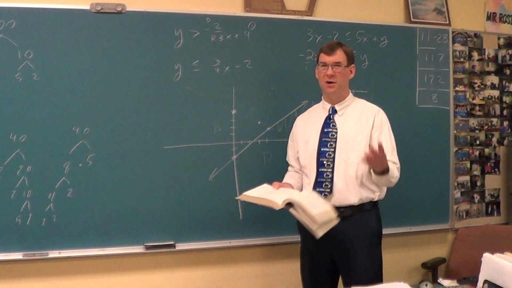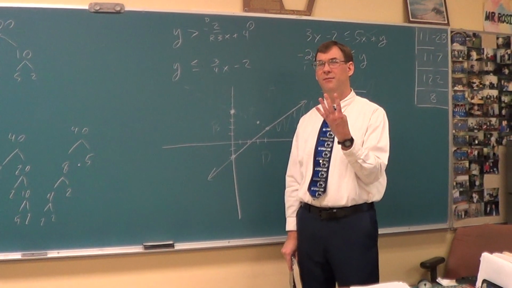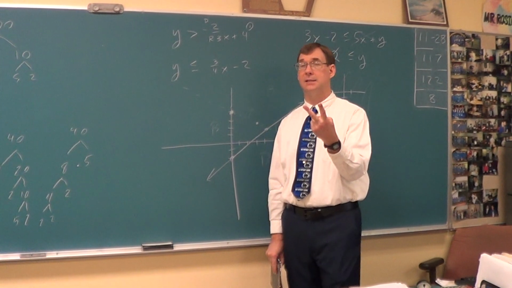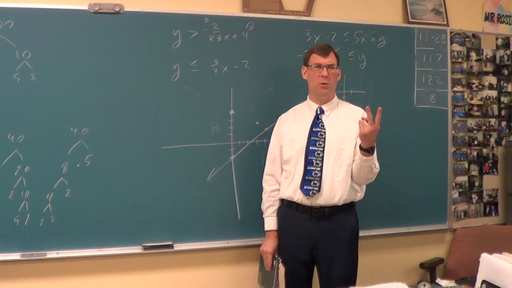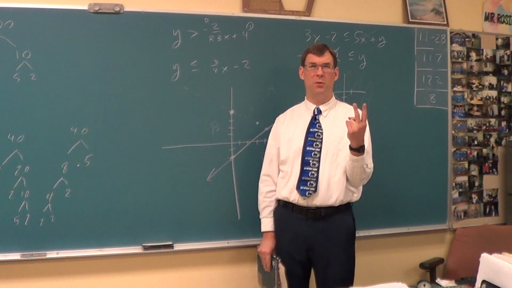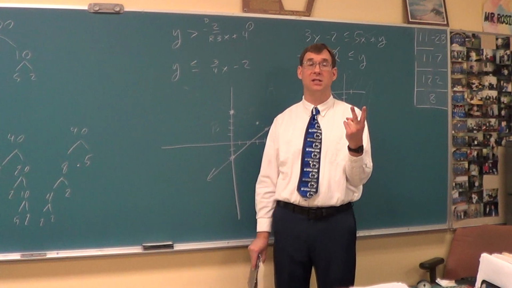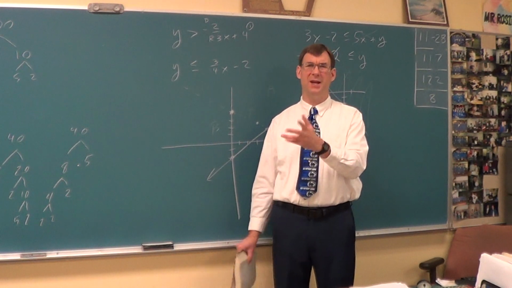182 had 4 words involved. Does anybody remember the 4 words from 182? Any of them? Consistent and inconsistent. Dependent and independent. Anybody remember what was the difference between consistent versus inconsistent? One was like nonsense or parallel. I think that was inconsistent. That was inconsistent. Consistent meant you could get a solution.